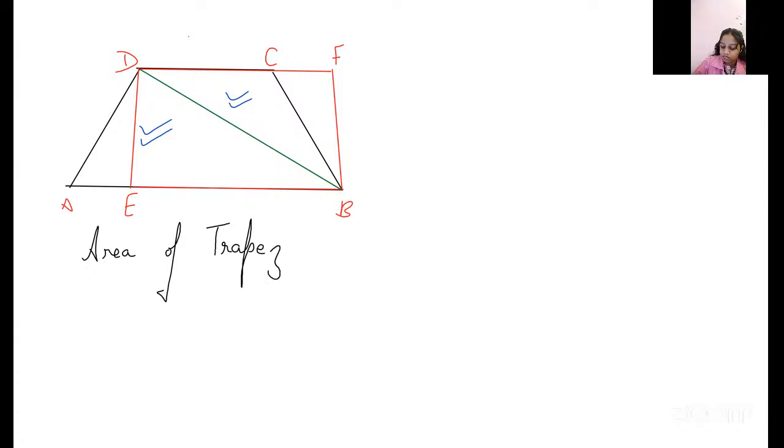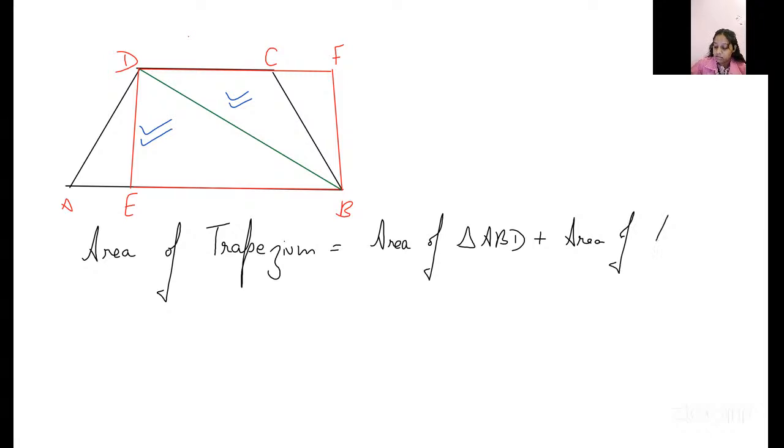Area of trapezium equals area of triangle ABD plus area of triangle BCD. Okay, now we put the formula for the area: half base into height and half base into height.